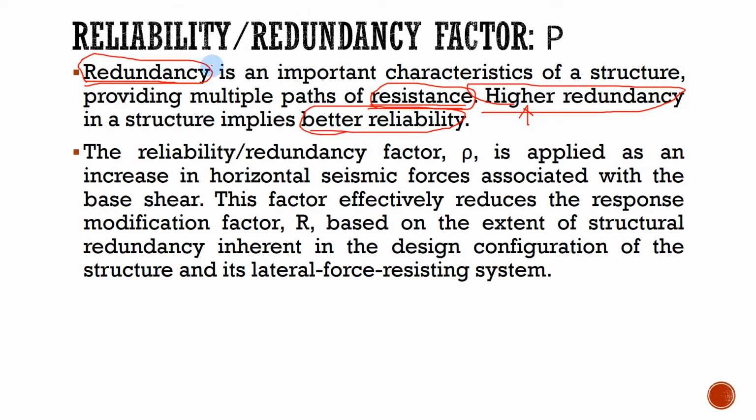The reliability or redundancy factor is applied as an increase in horizontal seismic forces associated with the base shear. You saw this earlier in the formula: E is equal to rho EH. So it increases EH, or the base shear, in your earthquake load, depending on the value later. The factor effectively reduces the response modification factor, which you will see later in the base shear formula. It says that rho will reduce the value of R.